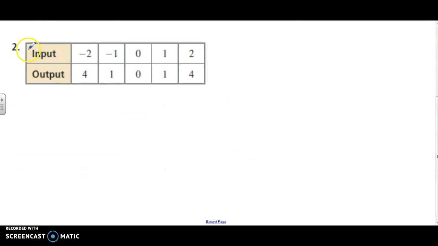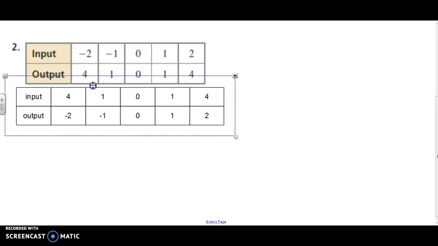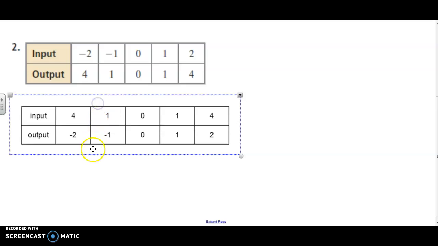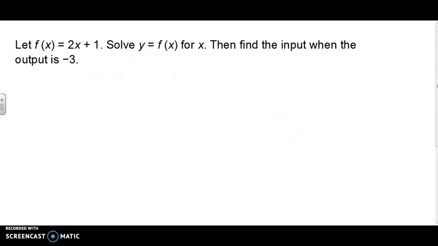For this one, we're just going to make a table where we switch the x and the y around. So the input becomes the output and the output becomes the input. We had negative 2, negative 1, 0, 1, and 2 as our input. That is now our output. Our output was 4, 1, 0, 1, and 4. That is now our input. So we just switched it. Now we have made the inverse relation of this here.